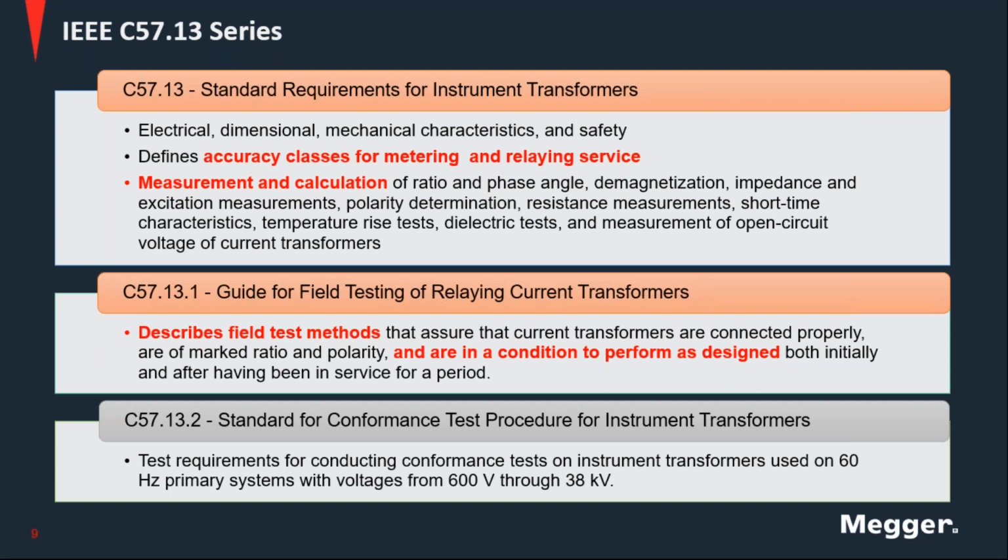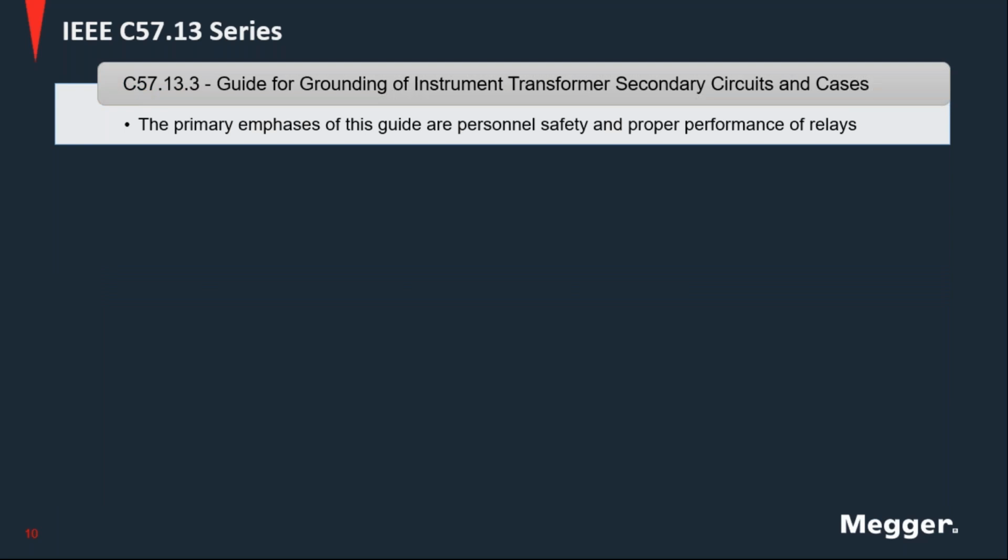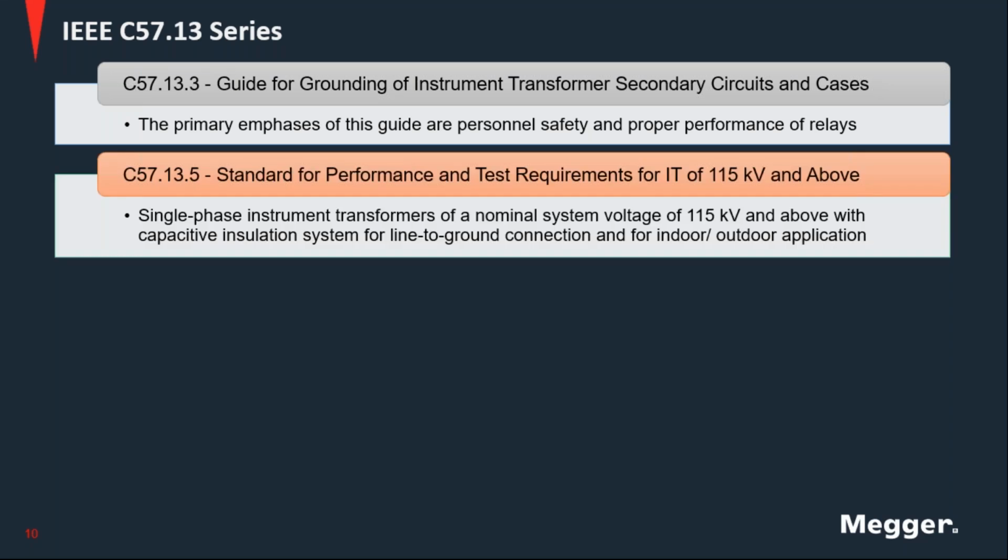There are other documents that do not relate to our topic today, like C57.13.2, which is the conformance test procedure, and C57.13.3, the guide for grounding of instrument transformer secondary circuits and cases. And this is mainly about safety. There's one that does concern the topic, C57.13.5, which is the standard for performance and test requirements for instrument transformers of 115 kilovolts and above.